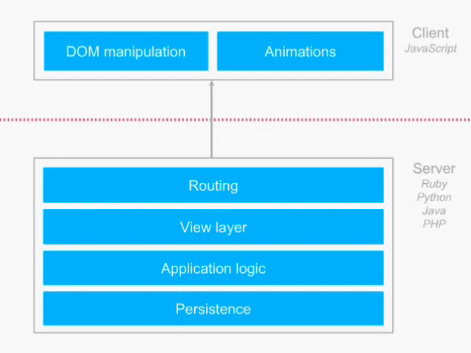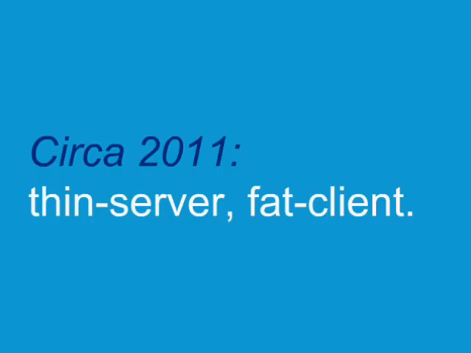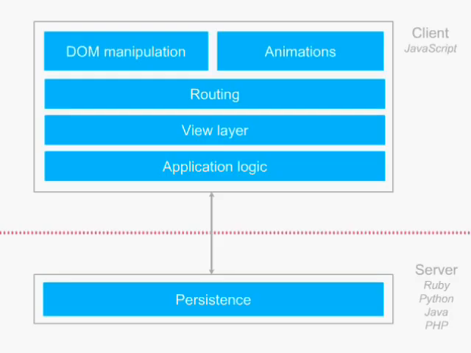But then in the last few years, around 2011 maybe, we saw a rise of a new paradigm, which was thin server, fat client. So this is the Backbone model, or the AngularJS model, where the bulk of your application logic actually happens in the browser in JavaScript. So that's your routing, templates, views, models, and then the server becomes just a persistence layer. So basically maybe just an API, a RESTful JSON API. And that server can still be written in any language, but the client has to be in JavaScript or compile down to JavaScript.